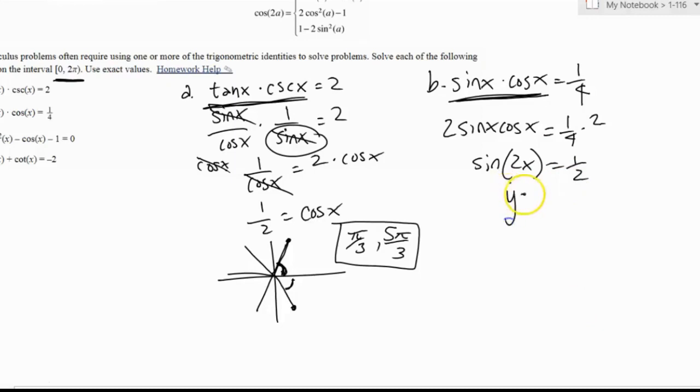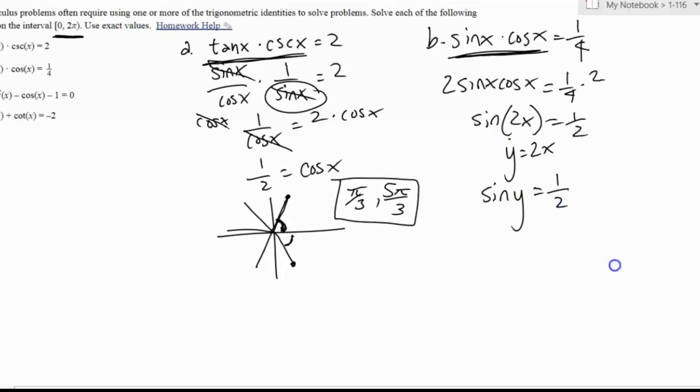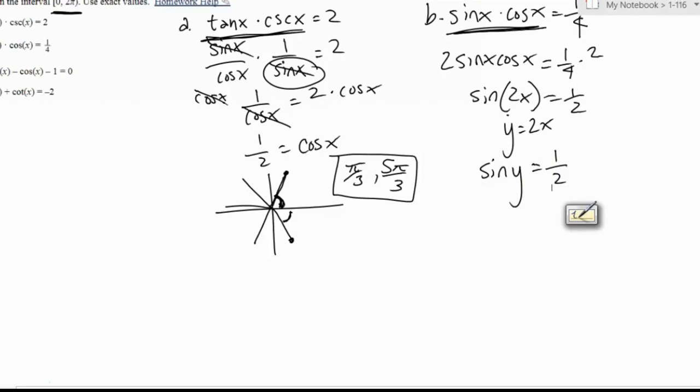So what I'm going to do is use substitution. You don't really have to show this step, but I find it's easier for students if you do show this. So sine of y is equal to 1/2. I solve for y, and then I can go back and actually solve for my x values, since that's what I wanted to solve for in the first place.